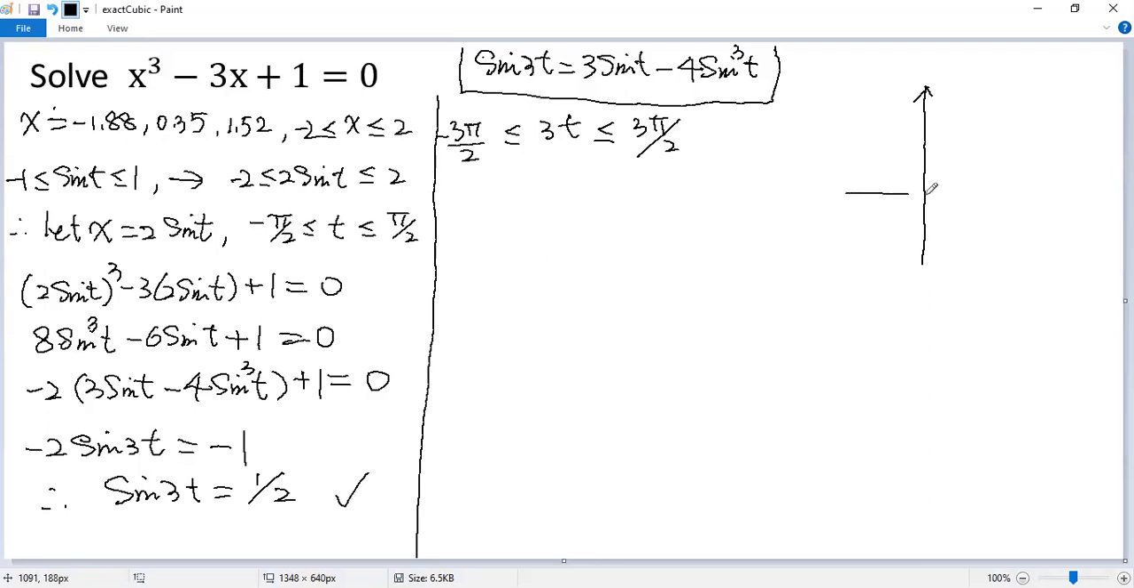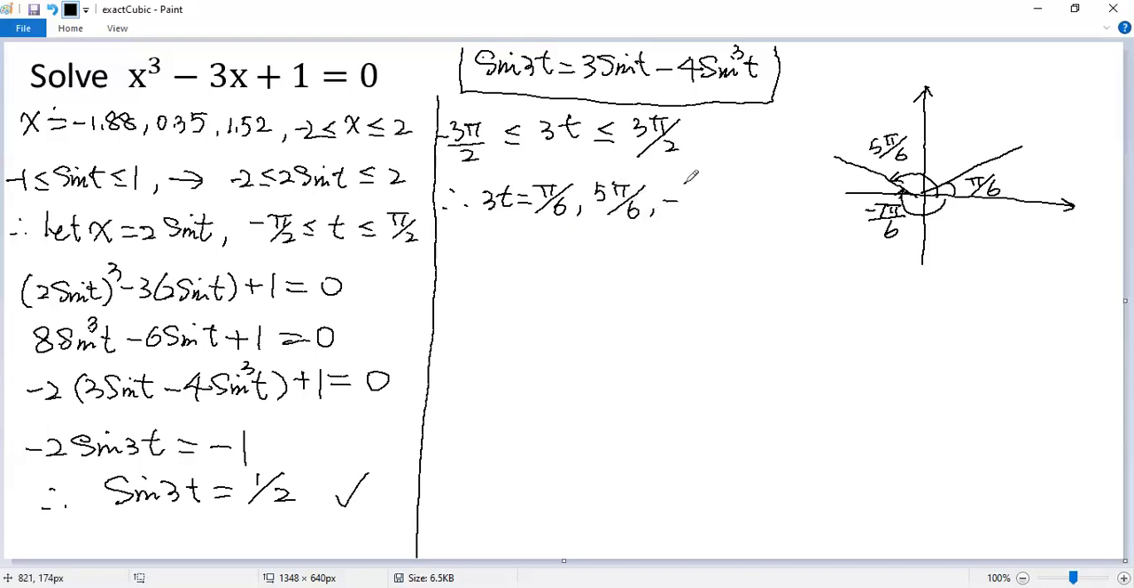Create a coordinate system. We know sine pi over 6 is half, right? So pi over 6. And also sine 5 pi over 6 is half. We also need to consider negative angles. Start from here clockwise to this part would be negative pi, and add negative pi over 6. So we get negative 7 pi over 6. So sine negative 7 pi over 6 is also half. So we get three solutions. So 3t equals pi over 6, 5 pi over 6, and negative 7 pi over 6.